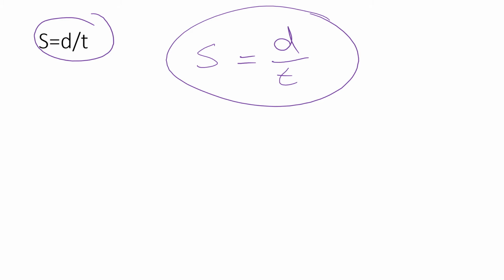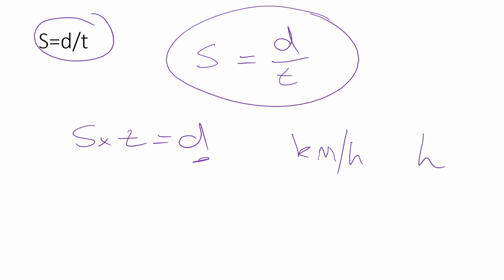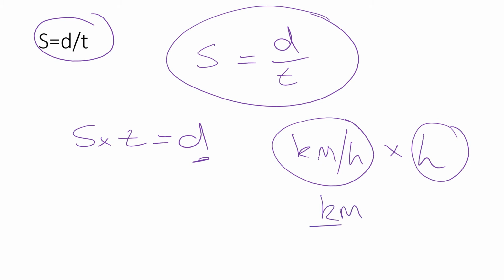If we were to rearrange this and get speed times time equals distance, and we're trying to find our distance, and the question gives us kilometers per hour for our speed, and time as hours, then when we times our speed by our time, you'll notice that things start to cancel. The h's cancel out, and it leaves us with just kilometers.